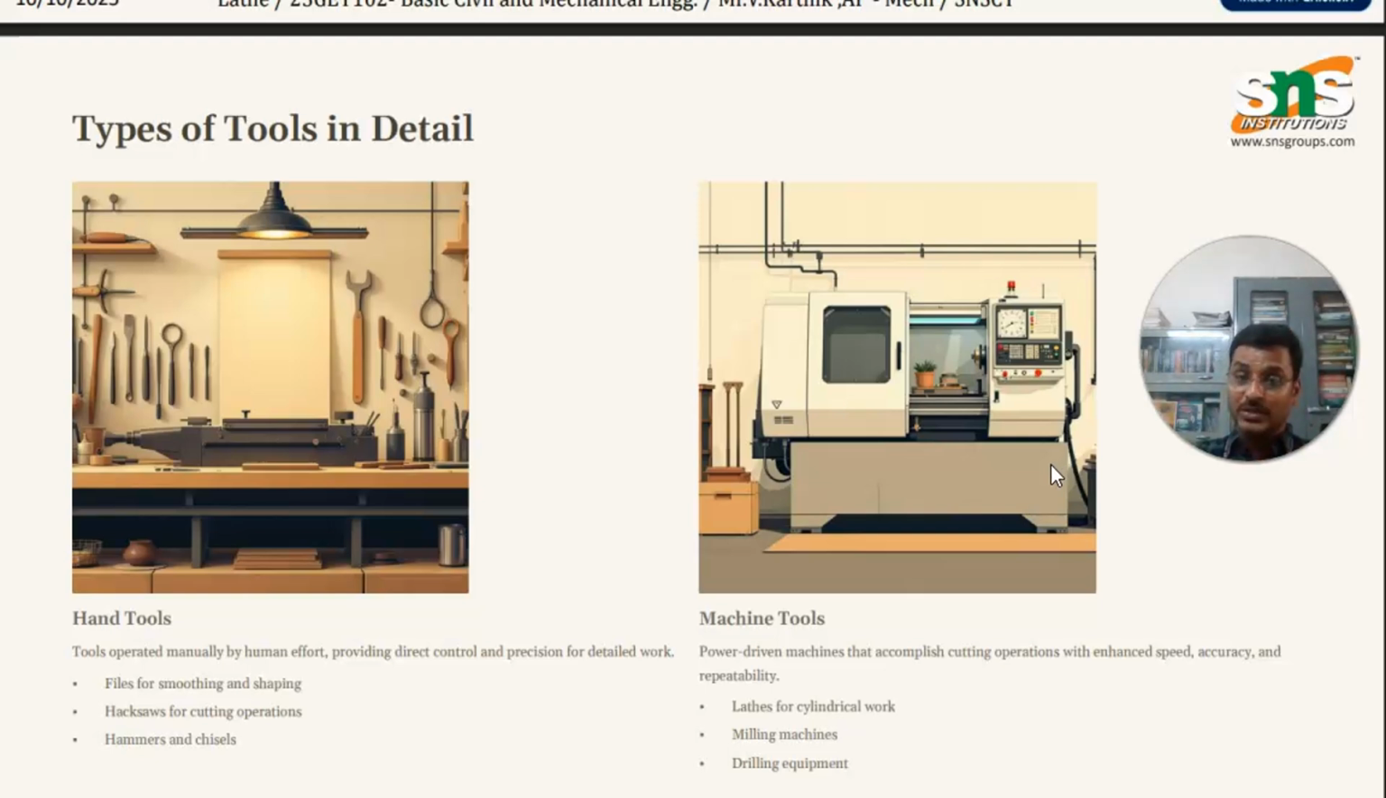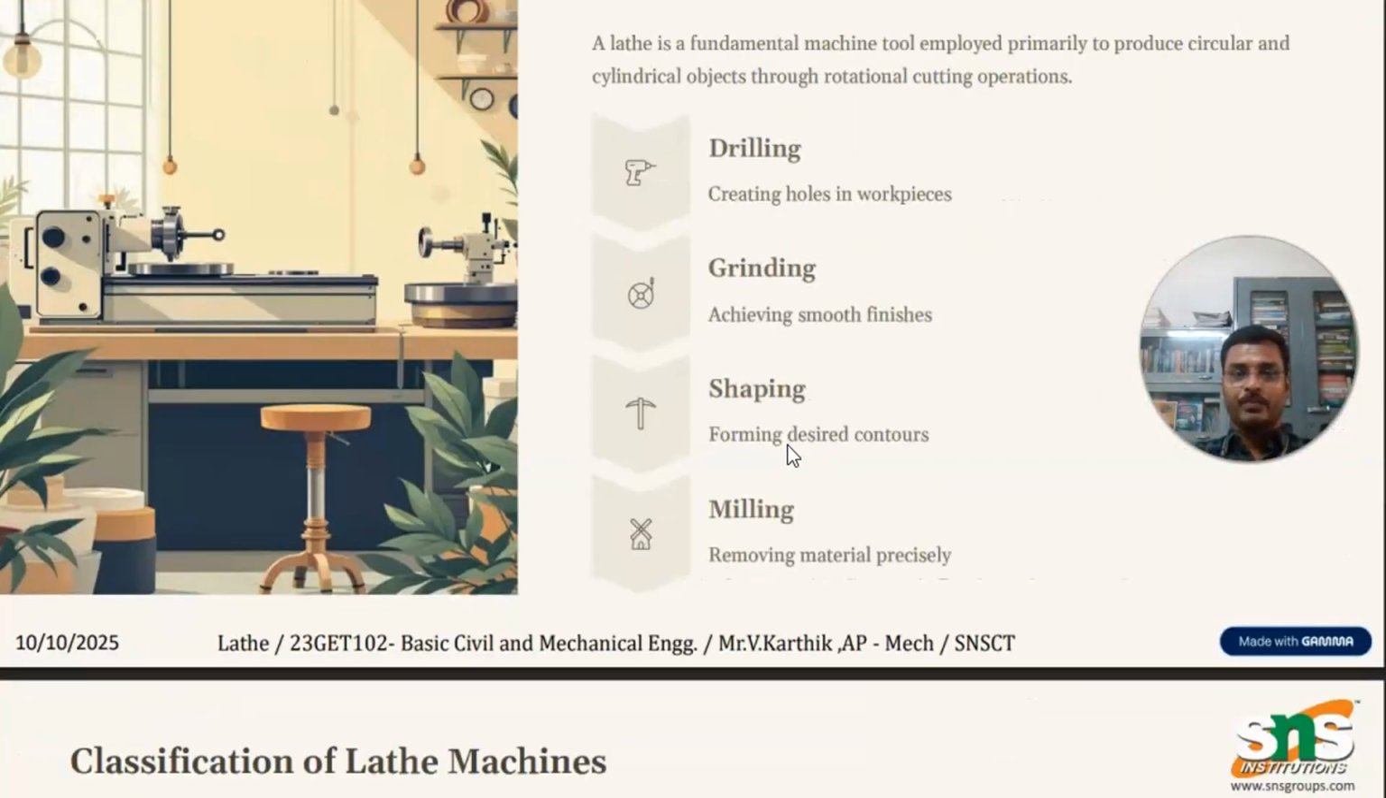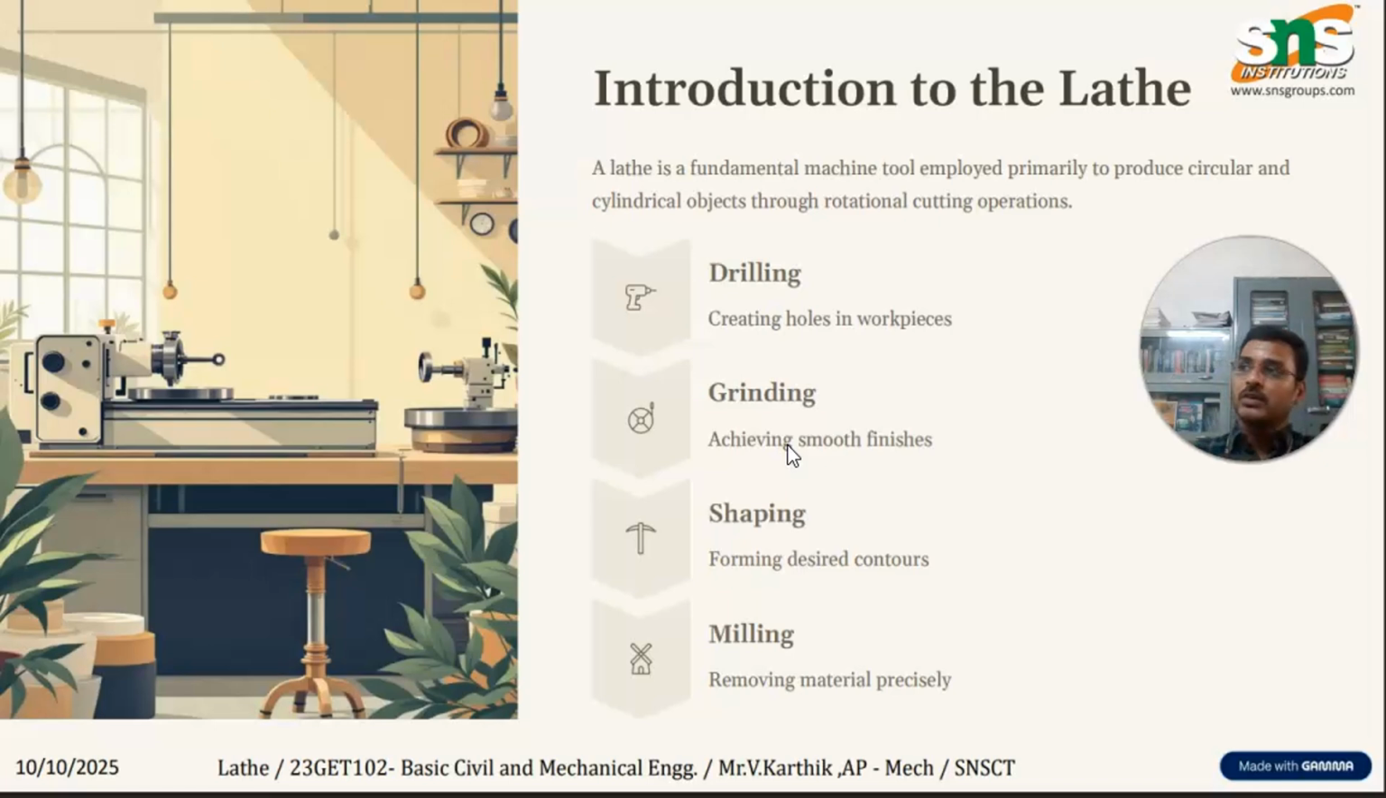These are some of the machine tools which have been used in the CAM machines, computer aided manufacturing machines, with the help of the CNC tool. Now we're going to see the introduction to the lathe. What are all the operations we can do in the lathe? Drilling, then grinding, shaping, and then milling. Not only these operations can we do, some additional operations also we can do in the lathe. But the main things are drilling and then grinding, shaping, milling.